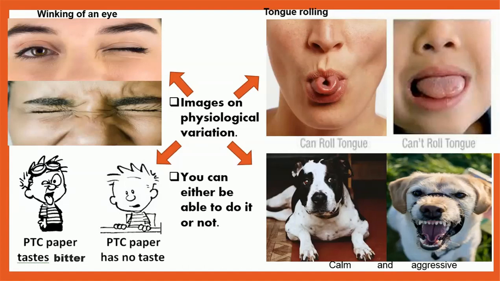Number three, ability to taste PTC paper chemical. Some people will taste it, they will tell you it is bitter. Others will taste it, they will tell you it has no taste. So not until they taste, you can't know anyone that is a taster or a non-taster of PTC paper or chemical. Now look at these two dogs. Now one is calm, one is aggressive. So this is a behavior that you cannot see by looking at the physical appearance. So take note, you can either be able to do this physiological variations or you cannot.